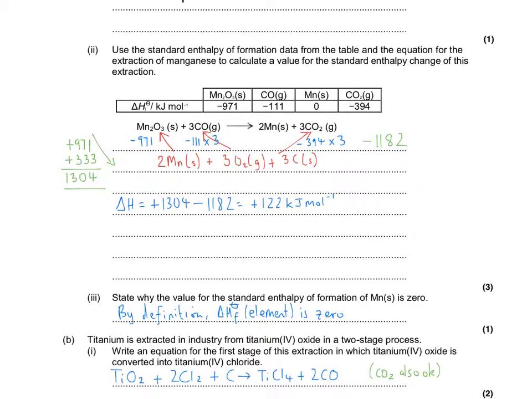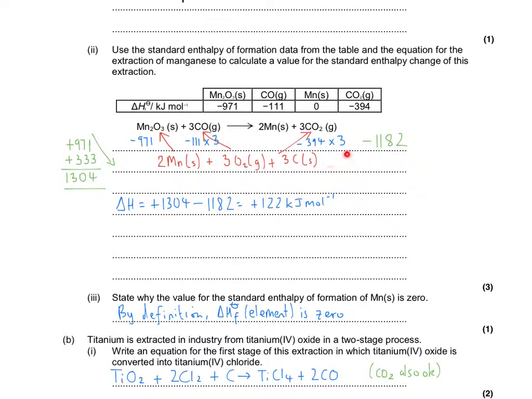So then, this is the direct route, this is the indirect route, so we have to switch the arrows around and switch the values around, and you can see I've written that in green on the left hand side. So the minus 971 becomes positive, minus 333 becomes positive 333, then add the 1304, minus 1182, that arrow is going in the correct direction, there's no need to flip that, and we get to plus 122 kilojoules per mole.